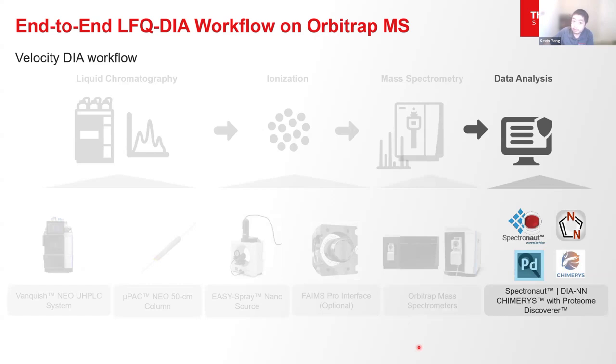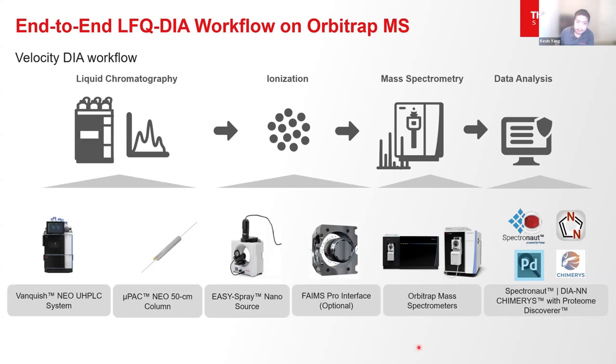The beauty of the raw data from Thermo is that it's probably always compatible with any available software, right? You can do that with Spectronaut, DIA-NN, Chimerys, MaxQuant, anything you want to use. It's probably going to be compatible. So altogether, this is the easy-to-set-up LFQ DIA workflow for your Orbitrap mass spectrometer.